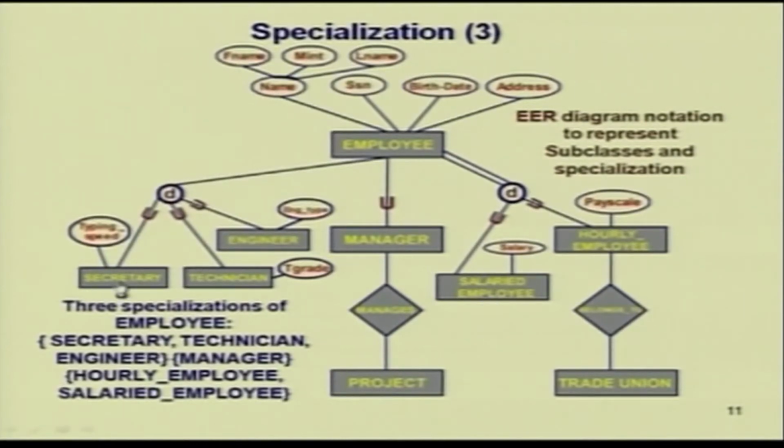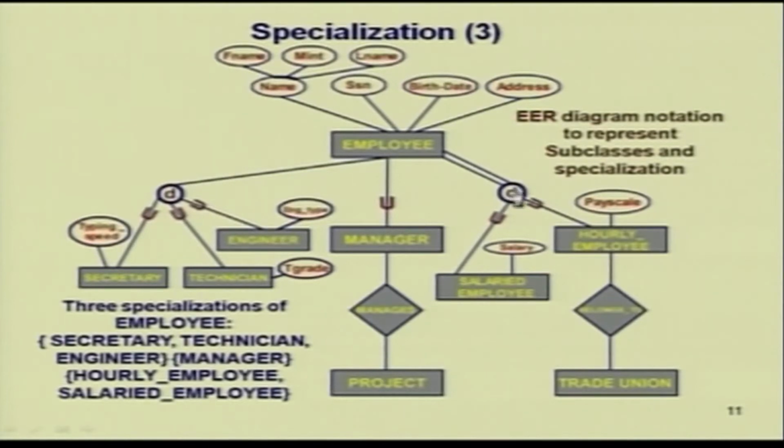Now, already we have discussed secretary having a distinguishing attribute typing speed, technician has some grade and engineer has an engineering type. Now, this manager manages a project. All employees do not have this relationship, only the manager has this relationship.